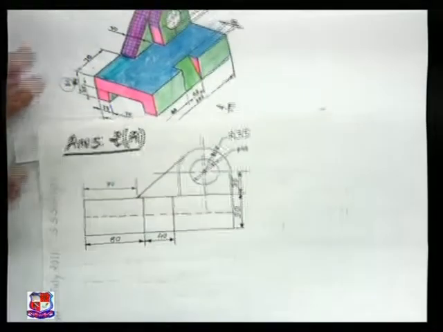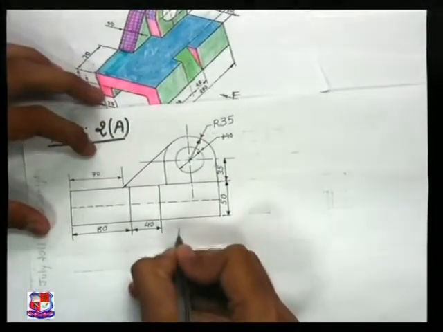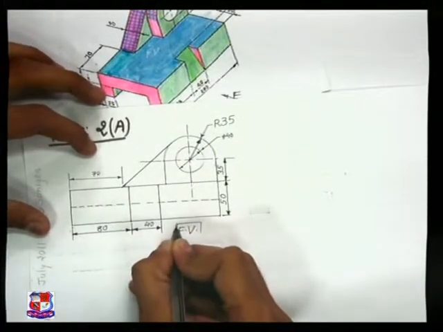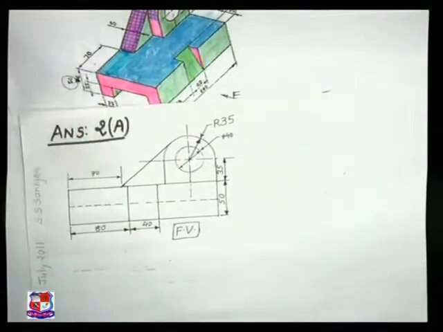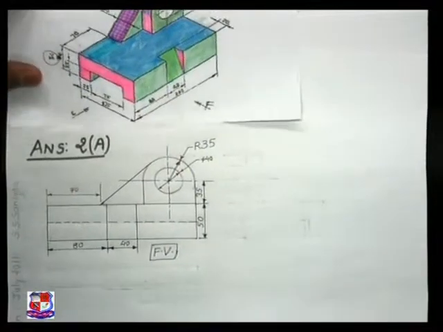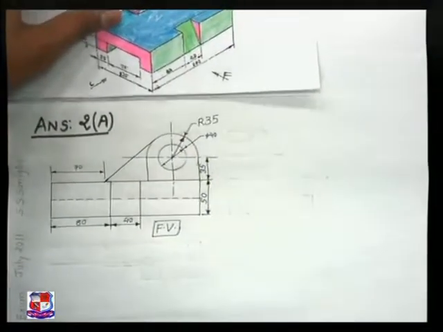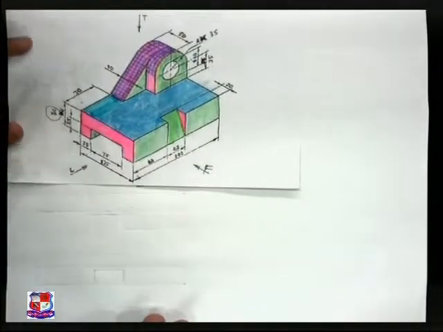So this is the front view. Name this view, it's a front view. So that is the first step of the solution of this question. Now think about its top view. If you look from the top side, how would it appear? Like this.